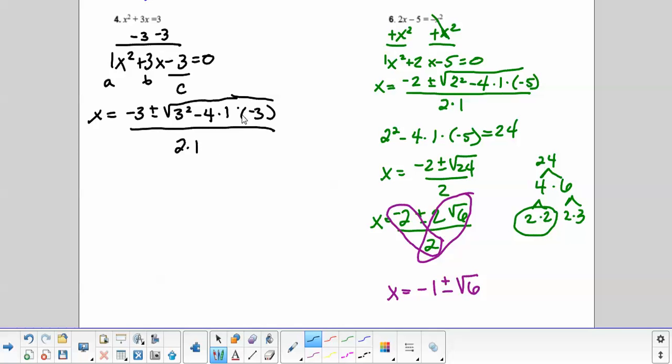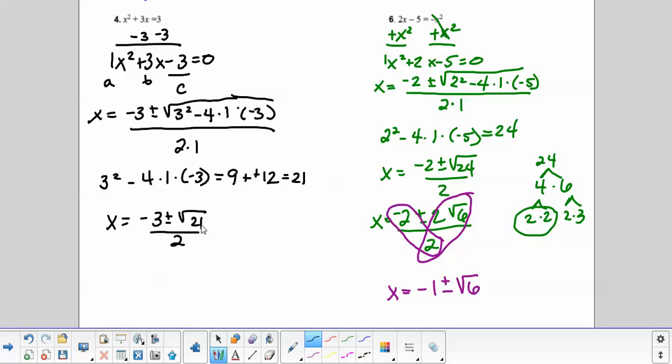Alright, so let's look at this B squared minus 4AC. 3 squared minus 4 times 1 times negative 3. 3 squared is 9, minus 4 times negative 3 is negative 12. So remember that minus negative is plus. So I get 9 plus 12, which is 21. So x equals negative 3 plus or minus the square root of 21, over 2. 21 is prime. It doesn't simplify, so this is my final answer. Oops, 21 is not actually prime. It has factors 3 and 7, but neither of those will come out.